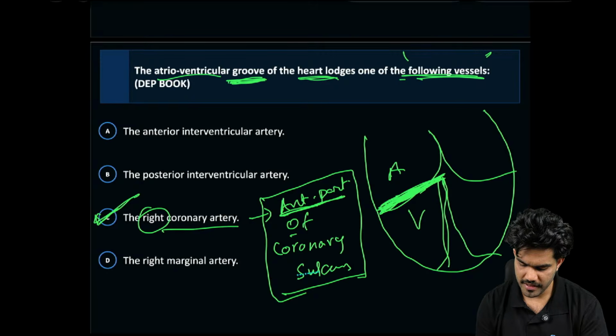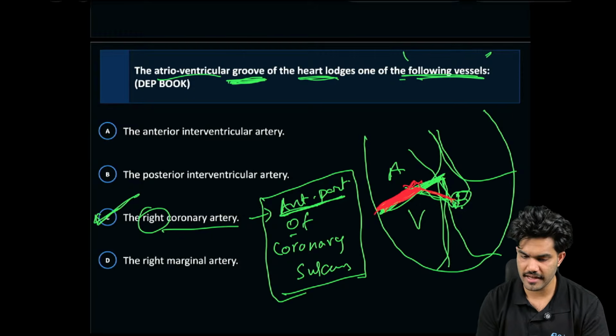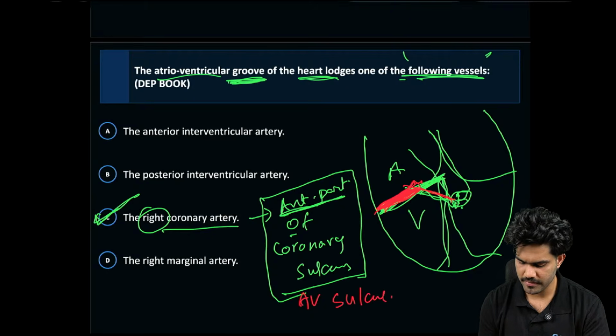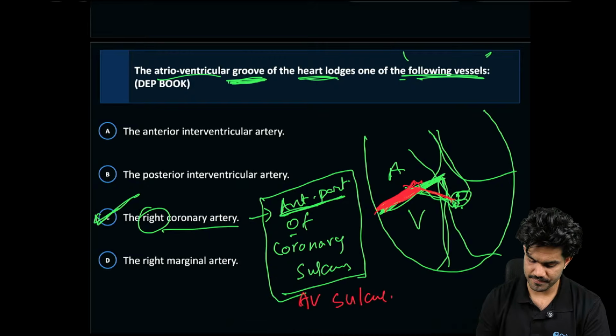See, if ascending, this is the aorta. Let's see, this is aorta, and from here it's going from the anterior septum. Who is giving blood supply? From here, yes, the right coronary artery arises and passes through the AV, atrioventricular or coronary sulcus. It is called atrioventricular sulcus or coronary sulcus. AV sulcus also it is called. Okay, so the right answer will be C.